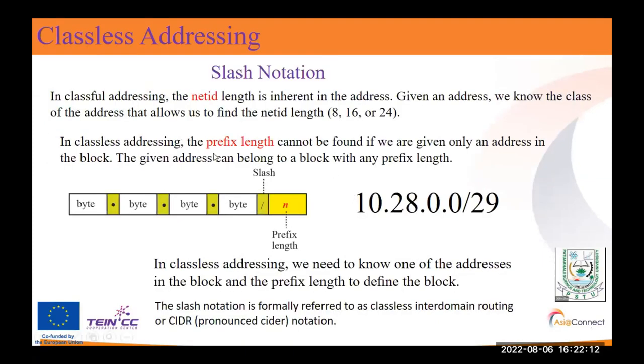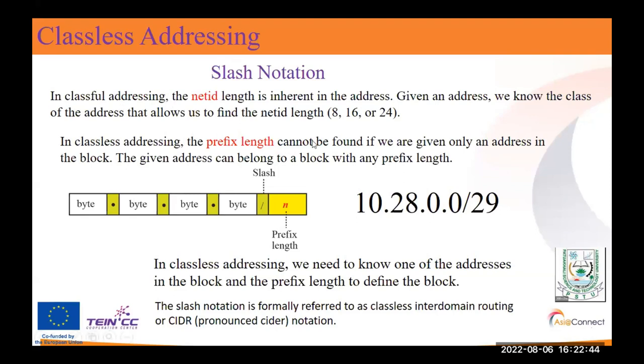So for classless addressing, you must use slash notation. In classful addressing, the net ID is inherent in the address. For class A, class B, and class C, we know the n value: class A is 8, class B is 16, class C is 24. But in classless addressing, you must give the slash n notation.